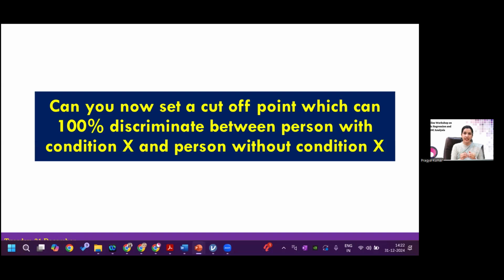So can I say that a cutoff point, like in the first situation, when the cutoff was 20, can I set a cutoff point which can discriminate 100% of the cases between a pair? Pair means it can discriminate between a person who is healthy and a person who is diseased. That means with condition and without condition. Can I set a cutoff? Is it possible in the real world, which has a discriminatory power of 100%?